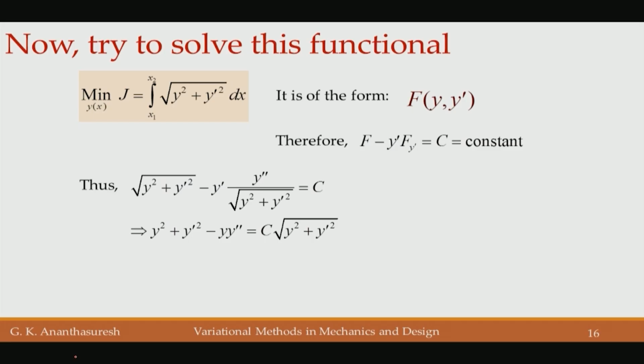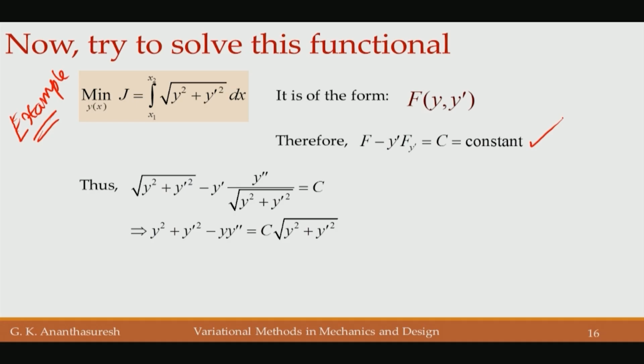Let us take this example, where you are minimizing J, which is the integral from x1 to x2 of the square root of y square plus y prime square. Then the first integral is valid because it depends only on y and y prime. So, we wrote f minus y prime times f y prime equal to some constant.